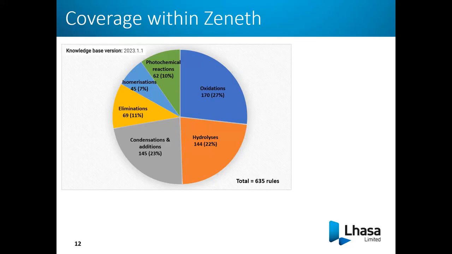Oxidations and hydrolyses make up about half the knowledge base, condensations and additions around 20%, and the final quarter is split between photochemical reactions, isomerizations, and eliminations. How are these rules developed? Well, mainly from public literature and degradation textbooks that we review and extract information from, but also through data sharing initiatives where actual experimental data, which is donated by various companies, is utilised. We obviously anonymise it to protect everyone's IP.